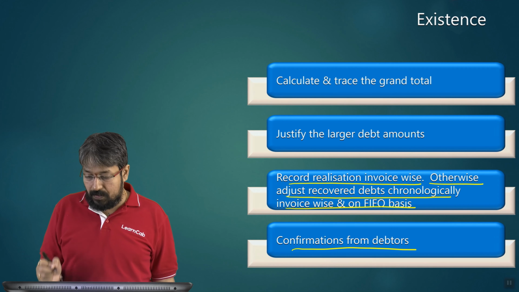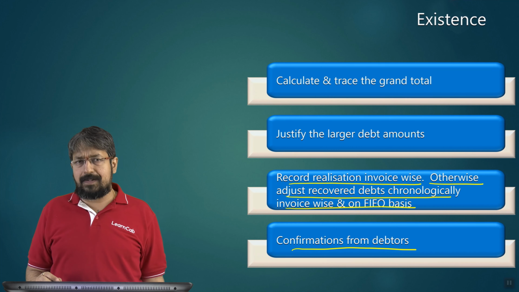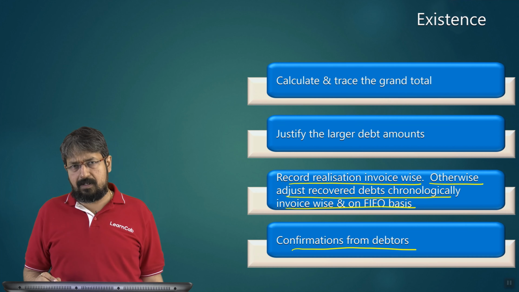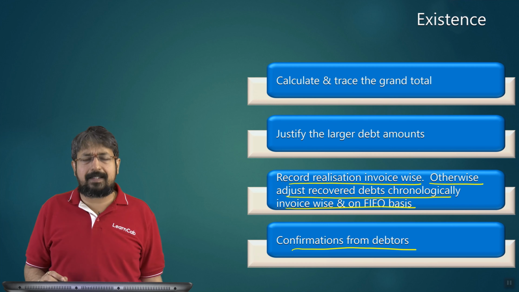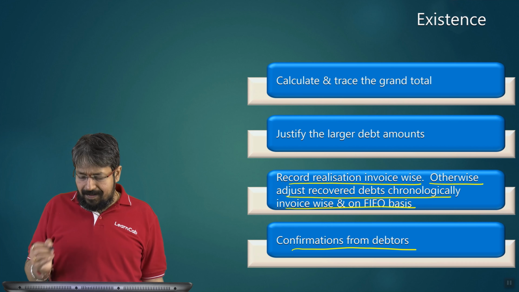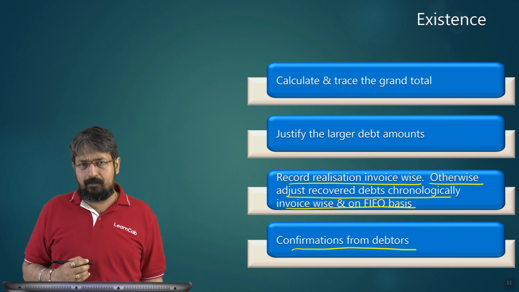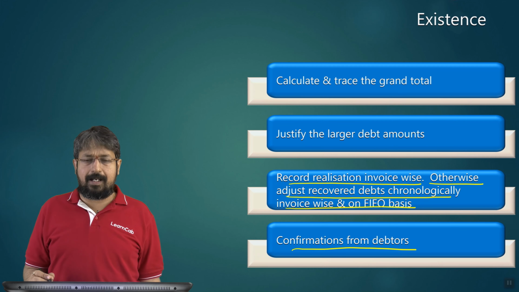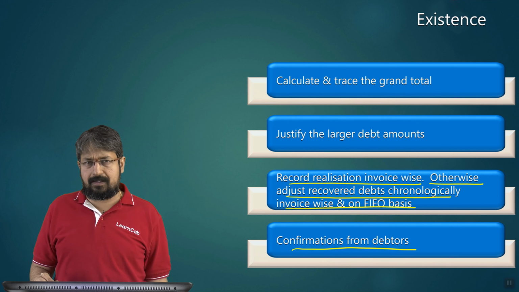A very important procedure to ascertain the existence of the trade receivable is obtaining confirmation from the customer. So ask the customer, please confirm the balance. We want to know whether the amount is actually outstanding or not. Is it really outstanding? That we need to ascertain. So confirmation from the customer must be obtained.